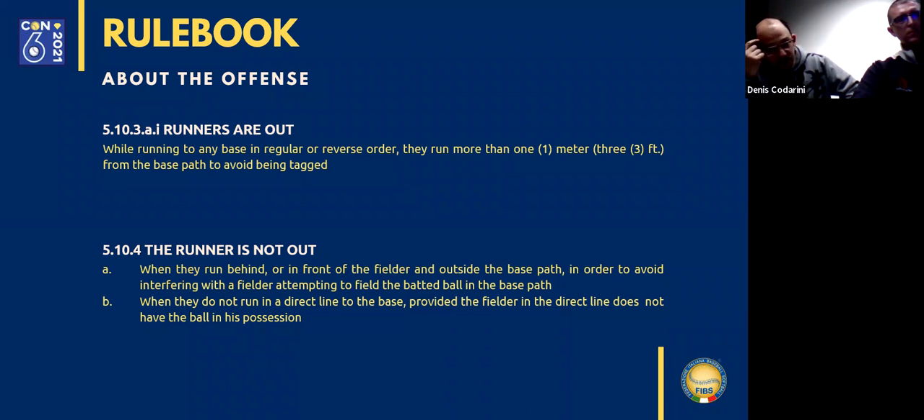It is not necessarily the case that simply leaving the base paths results in an out. A base runner may run behind or in front of a fielder outside the base path in an attempt to avoid interfering with a fielder who is in the process of fielding a batted ball on the base path. Another example is when a fielder directly on the base path or in the way of the base runner does not have possession of the ball. In these cases, leaving the base path is not an automatic out.